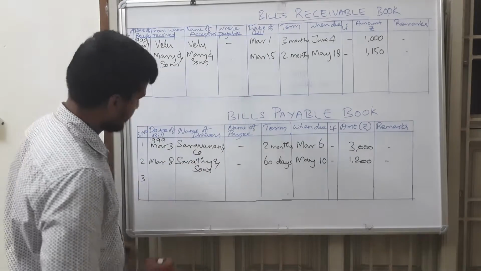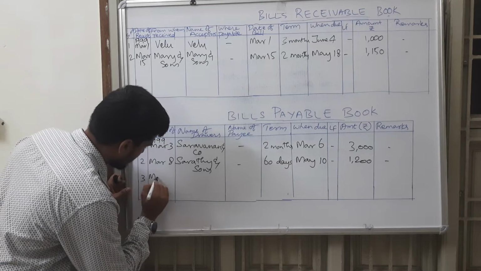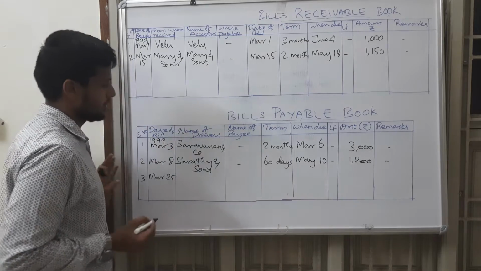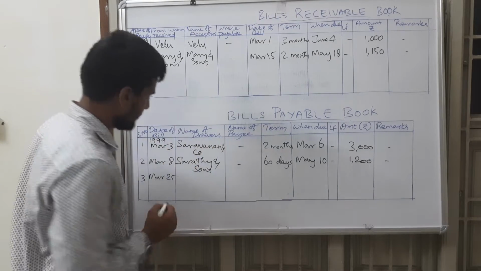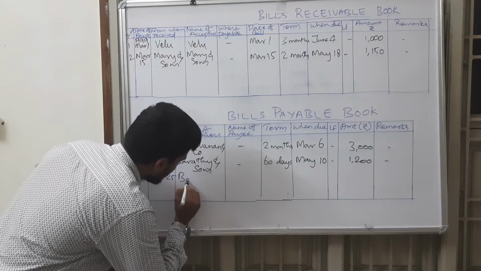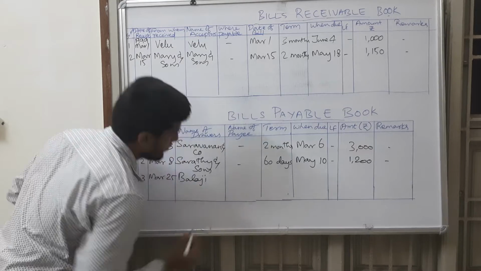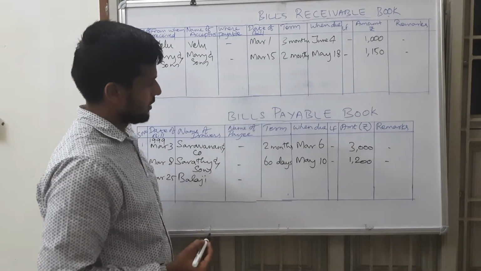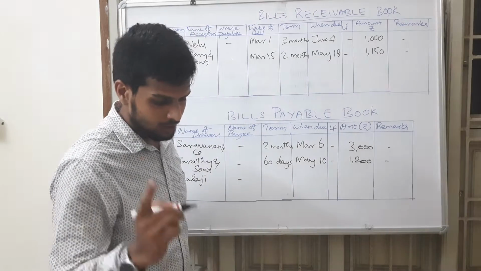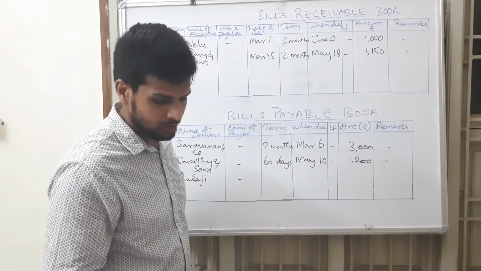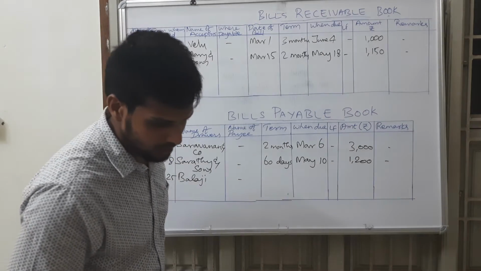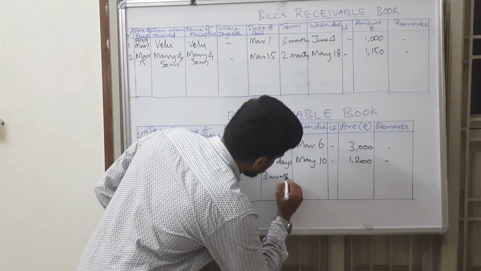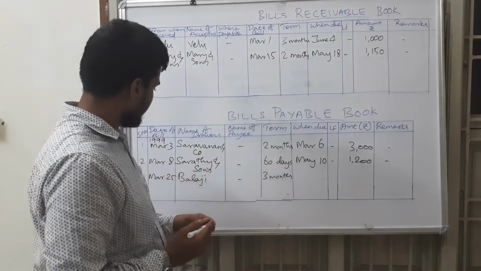What is the date of the transaction? March 25th, right? The name of the drawer is Balaji. The name of the payee has not been given. What is the term of the bill? The bill is for 3 months, right? It is a 3 months bill.